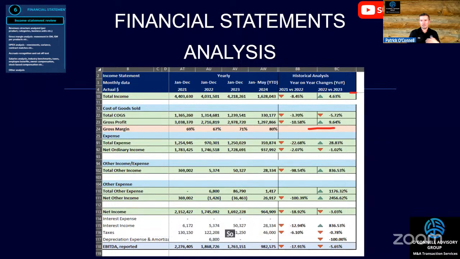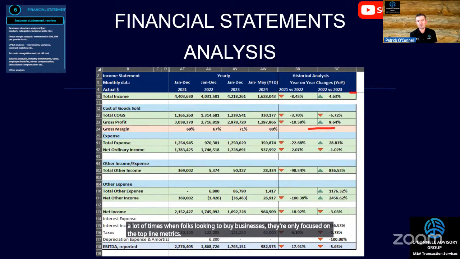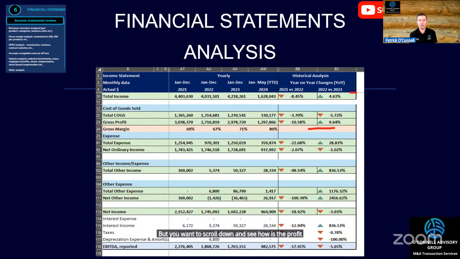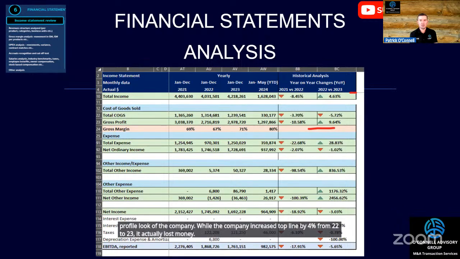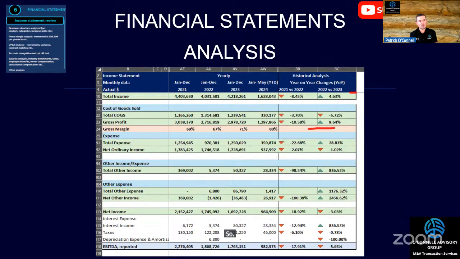So this is an example I like to walk through because a lot of times when folks are looking to buy businesses, they're only focused on the top line metrics, but you want to scroll down and see what the profitability profile of the company looks like. While the company increased top line by 4% from 22 to 23, it actually lost money. So were those increases in revenue due to vanity metrics, increased marketing initiatives to drive those dollars? But in reality, it might not have made sense from a profitability standpoint.